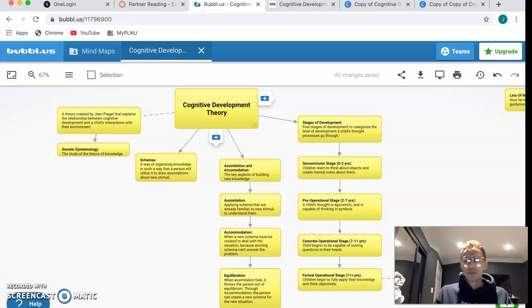And so what Jean Piaget did is he was able to classify by age group certain levels of development that could be expected, and we'll go through these right now. The stages of development, as he has defined them, are there to categorize the level of development that a child's thought processes go through as they age. The first one is the sensory motor stage.